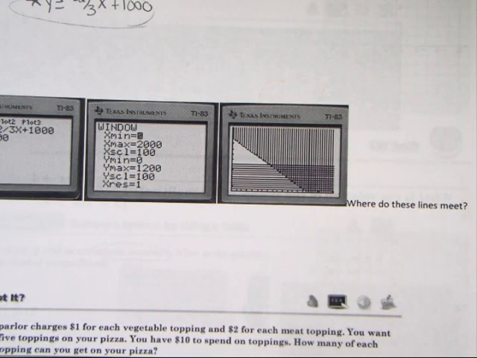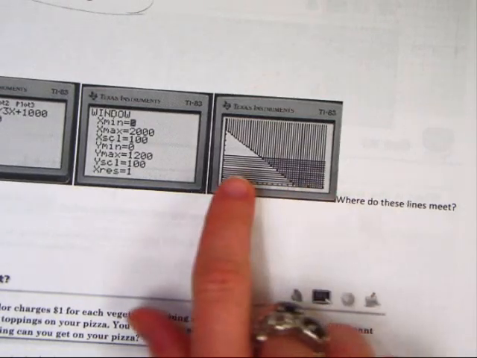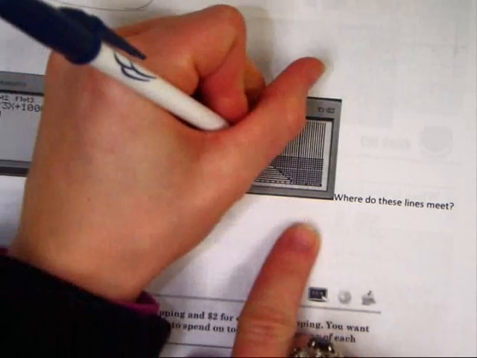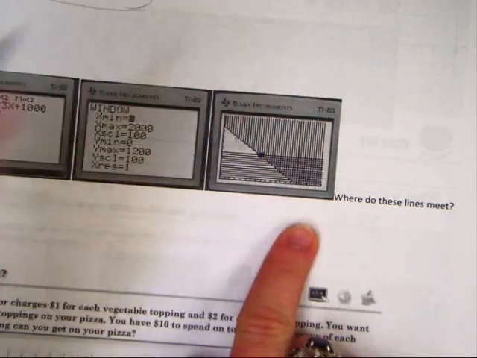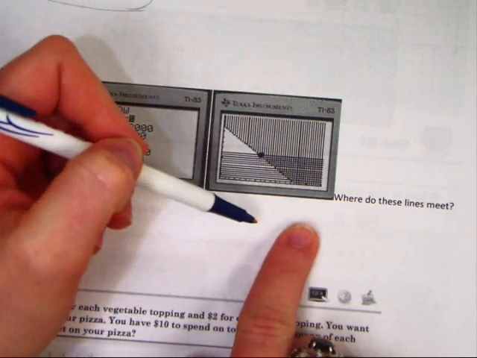Something that you'll have to become very familiar with in the next couple of lessons is figuring out where two lines intersect. Now you should already know this, you just set them equal to each other. But we're going to figure out what that point is right there. It's kind of like the edge, it's a vertex of where the double shading meets.